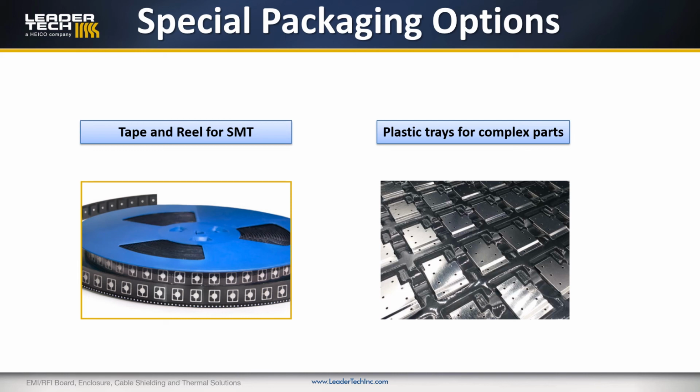If a shield is very complex or larger and it won't fit in tape and reel, we like to put them in a plastic tray. You can see on the right that this is a thermoformed plastic tray. What that does is it helps protect the part in shipping. Again, the shields are generally somewhat fragile or delicate, so we have to make sure that they make it to you intact.